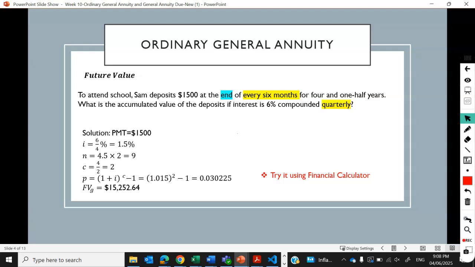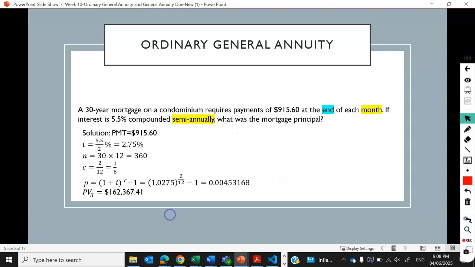You can also use a financial calculator to calculate it. Now the same way we can calculate the present value, you will use this formula. So you need to just identify the annuity. The payments are done at the end of every month. Interest is compounded semi-annually. These two are different. So therefore it is your ordinary general annuity.